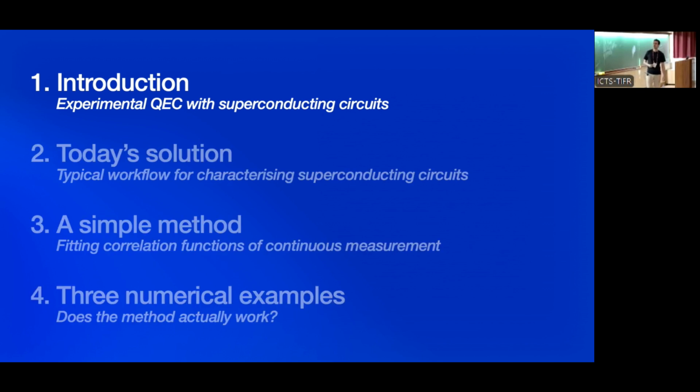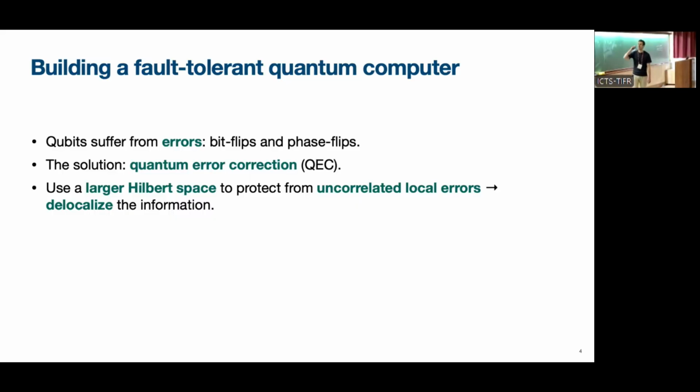I'll first start with experimental quantum error correction with superconducting circuits. Today, I think most people building superconducting circuits have the aim to build a fault-tolerant quantum computer. And as you all know, qubits suffer from two kinds of errors, bit flips and phase flips. But there is a solution, which is to use quantum error correction.